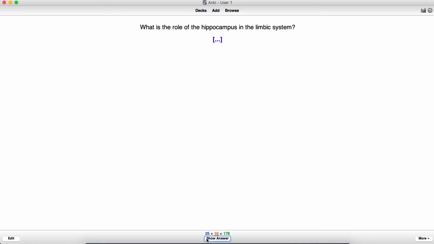What is the role of the hippocampus in the limbic system? The hippocampus is responsible for forming memories, converting short-term memory to long-term memory.